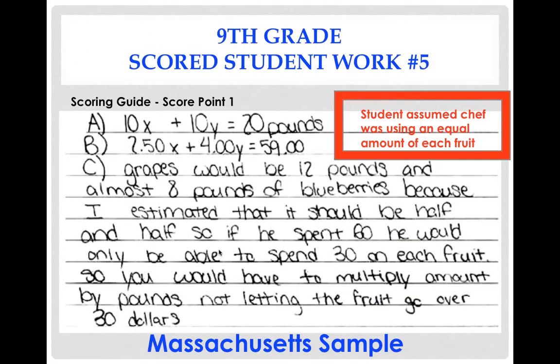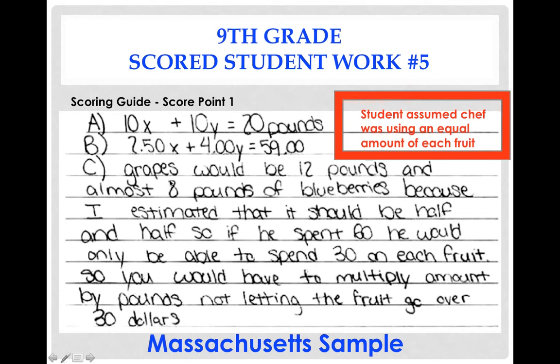All right, the next one is student number 5, and they scored 1 point out of 4 points. We look at answer choice A, and we see that 10x plus 10y equals 20. If we continue to read the student's explanation of what they were thinking while answering, we can come back to answer choice A and understand that. For B, $2.50x plus 4y equals 59, that was correct as far as representing that equation.